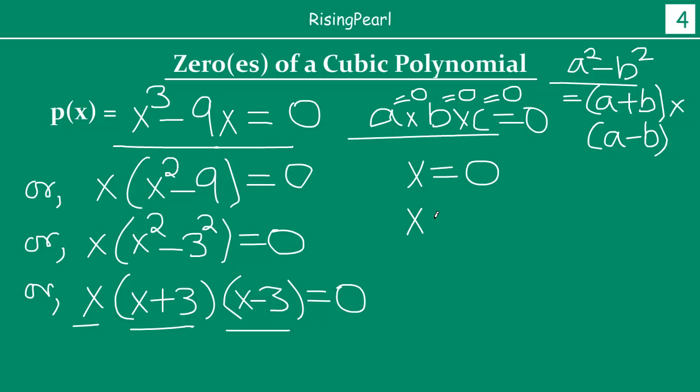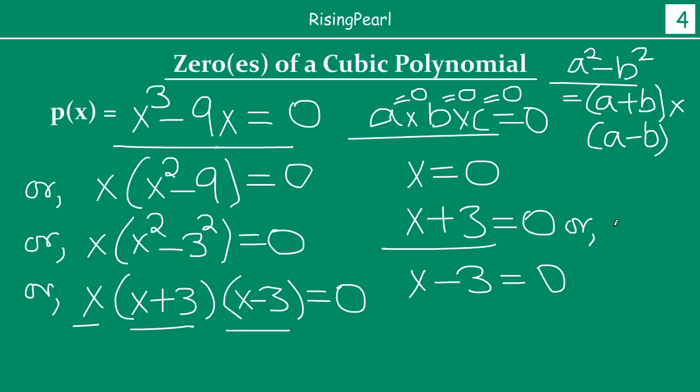Or the second factor, x plus 3, can be 0. Or the third factor, x minus 3, can be 0. So if you solve this one, from here you will get x equals minus 3, simply by taking the plus 3 to the other side of the equation. And here you will get x equals plus 3, taking the minus 3 to the other side of the equality sign.